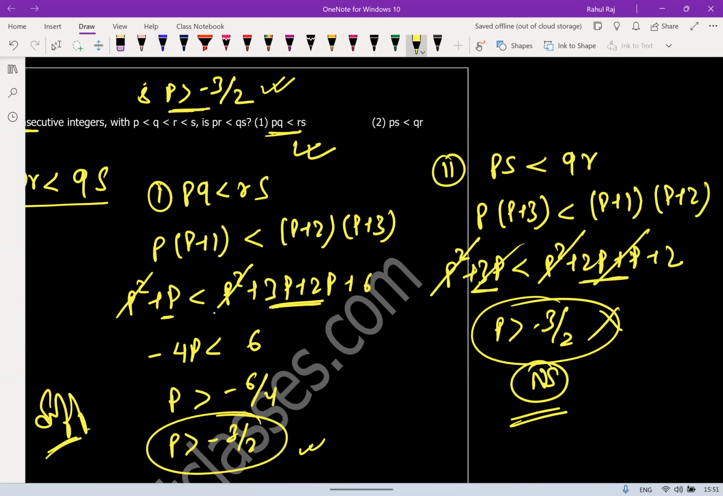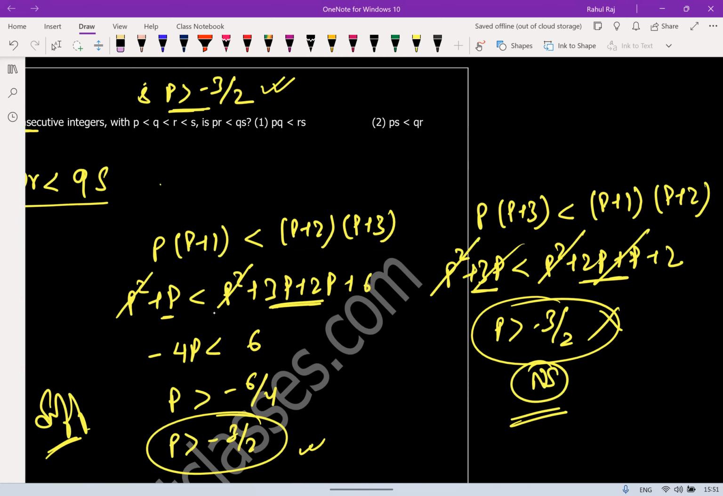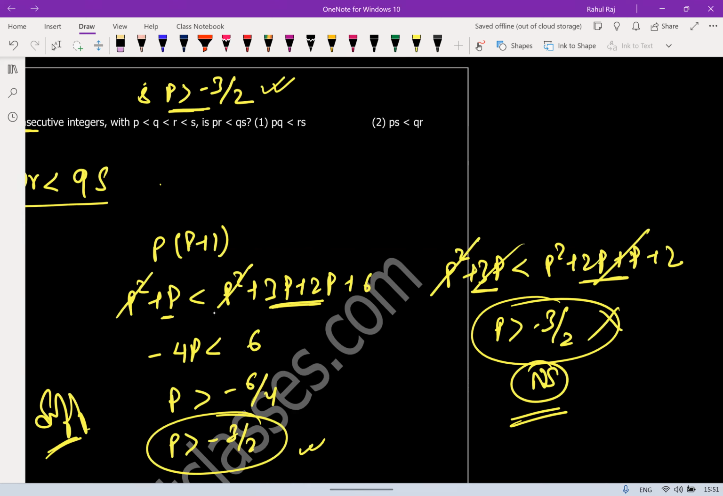I have taken numbers. What are the numbers you have taken? Did you get the same answer? Yes, I have taken 5, 6, 7, 8. 5, 6, 7, 8. One second, let me check if you can take the number or not. So 5 is less than 6 is less than 7 is less than 8. Option number 1 says what? PQ is less than RS. Perfect. This is one thing that you have taken. It's fine. So for this, you have got PR less than QS.